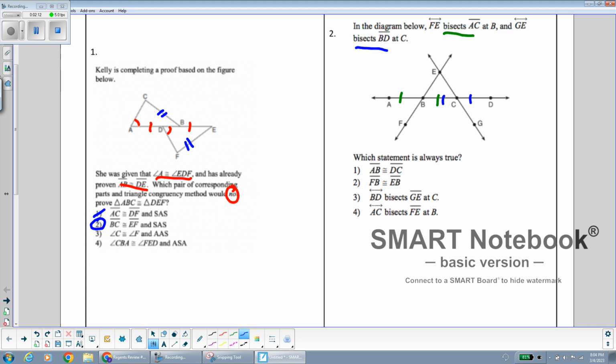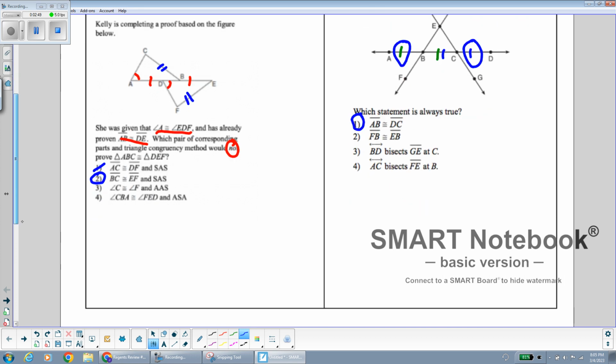What I can see here just from marking my givens is that this is congruent to this, and this is also congruent to this. That means everything marked here is congruent to each other. If AB is congruent to BC and DC is also congruent to BC, then these two things have no choice but to also be congruent to each other. That's answer choice 1, that AB is congruent to DC, and that's the transitive property. If two things are congruent to the same third thing, then they have to be congruent to each other.